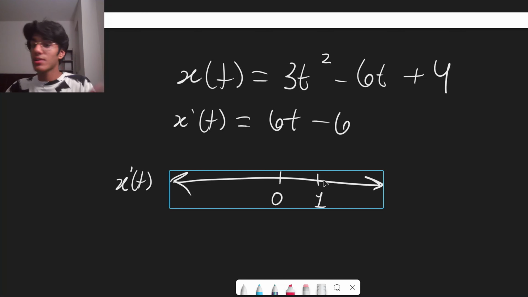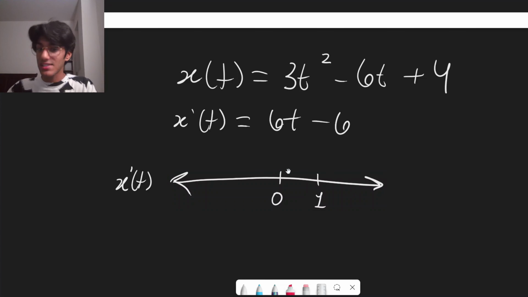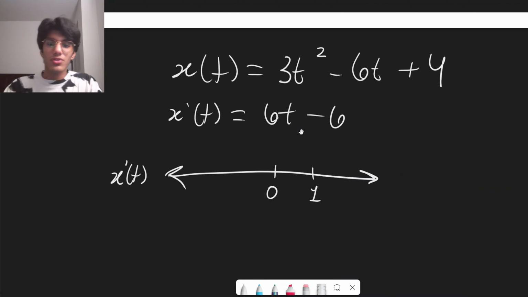Now, why 1? Because as we've shown, 1 is the turning point. If before 1 it's negative, then after it has to be positive. If before 1 it's positive, then after 1 it's got to be negative. They both can't be the same, or else it's not a turning point. So let's take a look at this. How will we do this? Well, we'll just use a little testing point. Let's say 0.5, and for here we'll say 2.